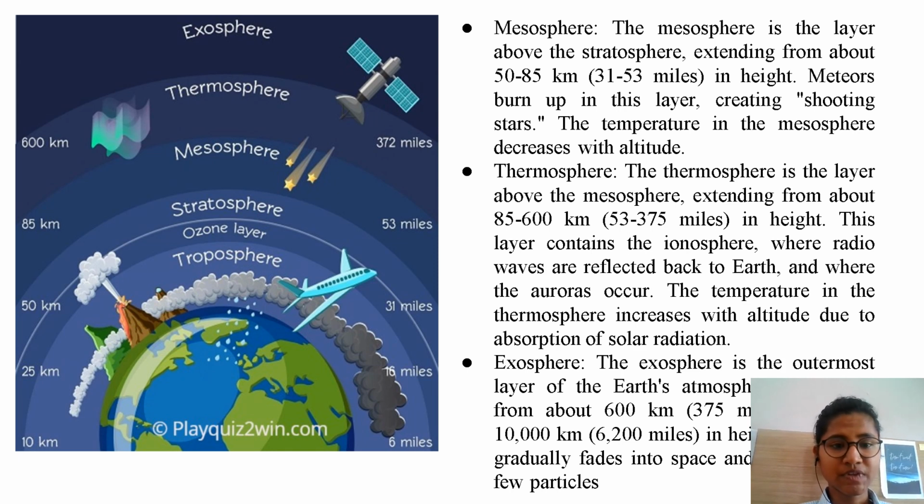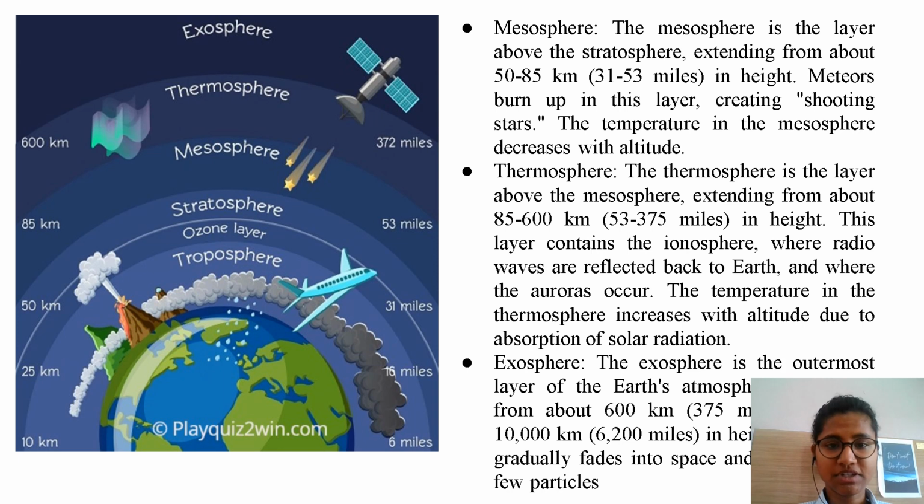The thermosphere is the layer above the mesosphere, extending from about 85 to 600 kilometers, that is 53 to 375 miles in height. This layer contains the ionosphere, where radio waves are reflected back to Earth and where the auroras occur. The temperature in the thermosphere increases with altitude due to the absorption of solar radiation.